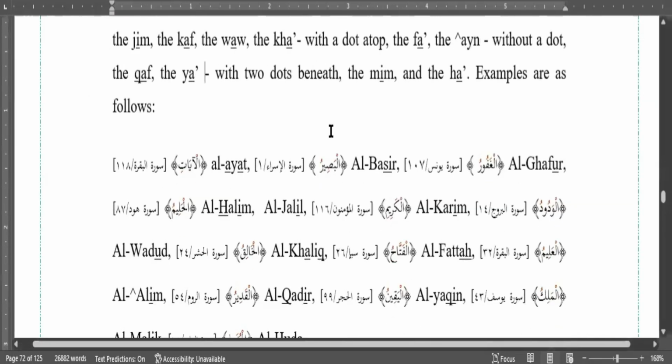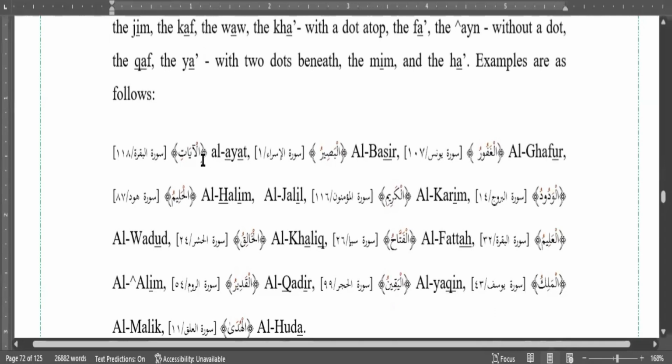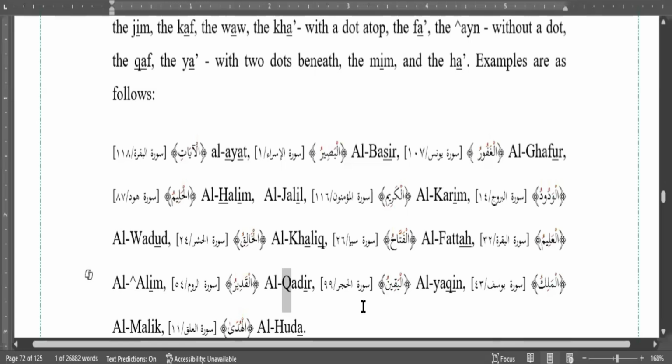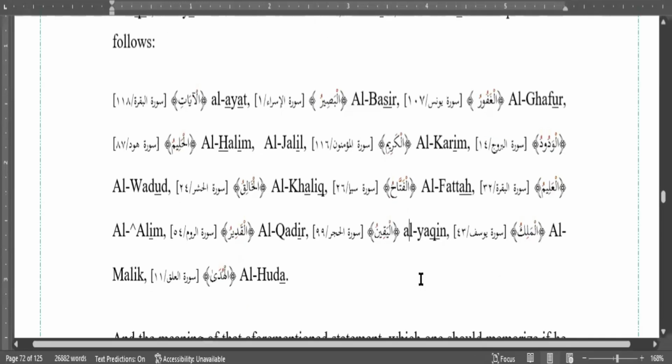Examples are as follows. Al-ayat, al-basir, al-ghafur, al-halim, al-jalil, al-karim, al-wadud, al-khaliq, al-fattah, al-alim, al-qadir, al-yaqin, al-malik, al-huda.